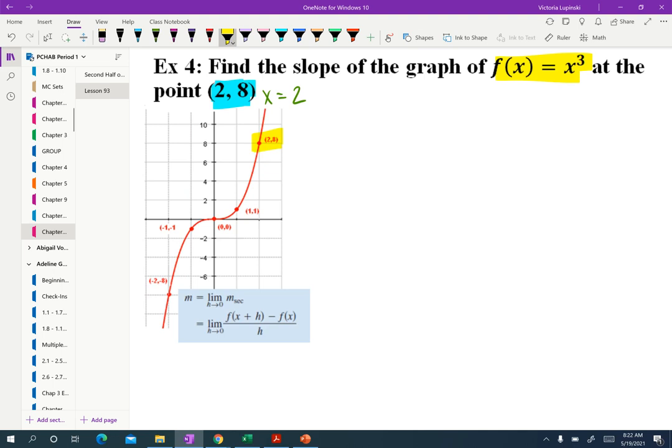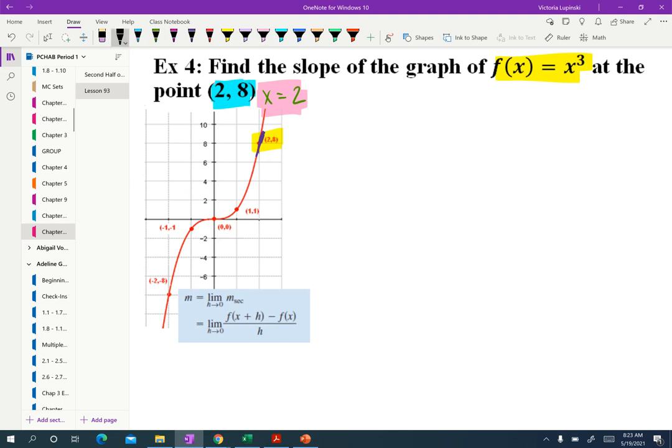If you take a look on the graph at the point 2, 8, if you were to try to just eyeball that slope, hopefully you would agree that it has to be positive and it has to be relatively steep. So the answer that you get to this problem should be a pretty high positive number. So just something to keep in mind as you work here. Because they are asking you to find the slope at a specific point, you're not going to use the x plus h. You're going to use the given value of x, which is 2, in your slope formula, which again, I have for you there at the bottom.